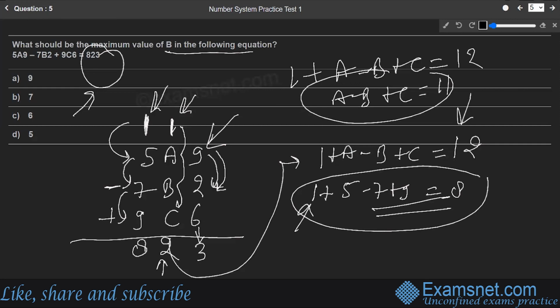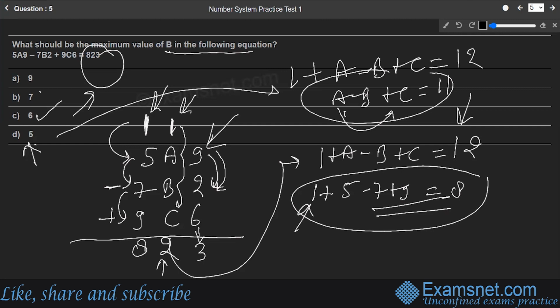If you take B as 5, then A plus C, using the first option 5, will be 11 plus 5, that is 16, which is quite possible because 16 can be made easily by a combination of two single-digit numbers. So 5 can be one of the answers, but this is not the maximum answer. If you use 6, then A plus C is going to be 11 plus 6, that is 17. 17 can also be the sum of two single-digit numbers. So 6 is also possible.